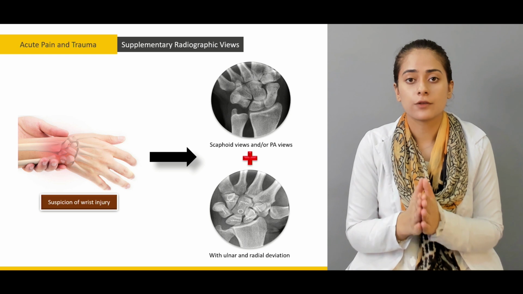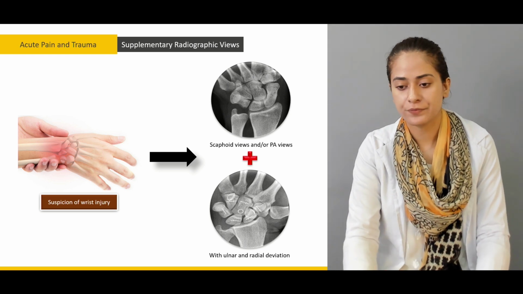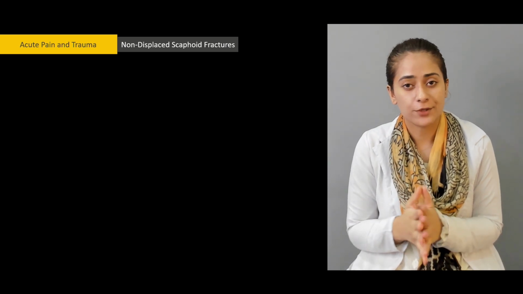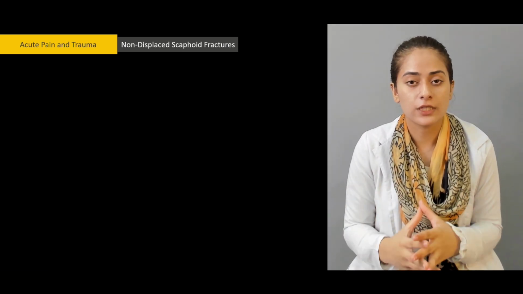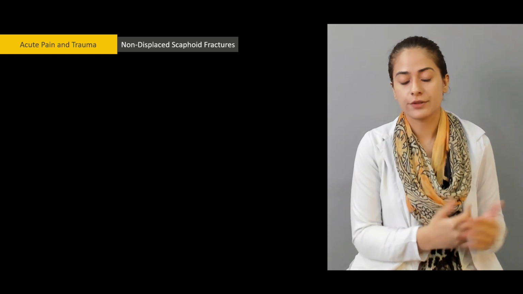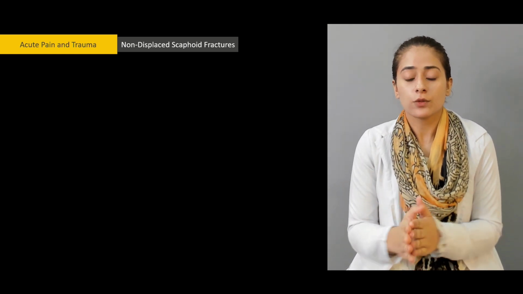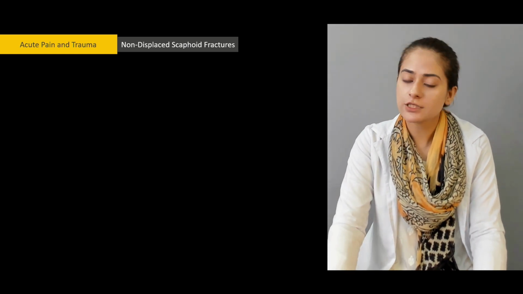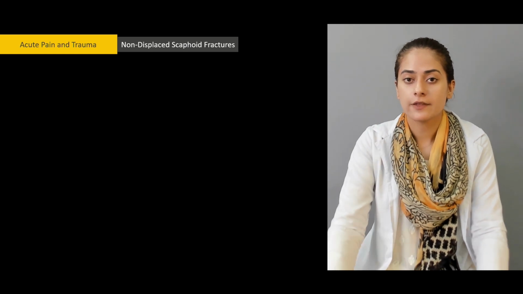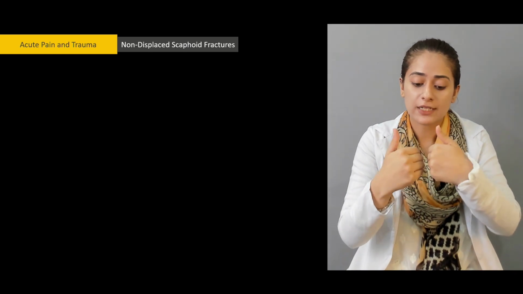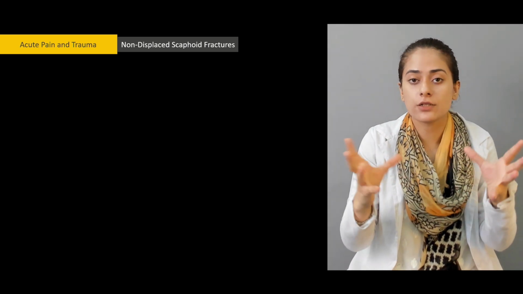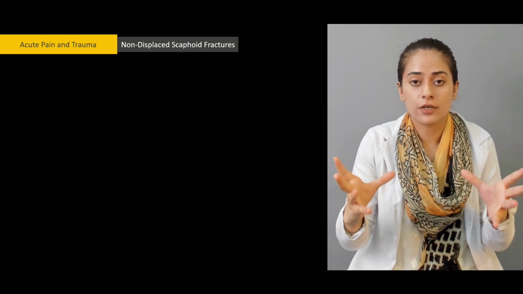Now we're going to focus on specific conditions. First of all, we're going to talk about non-displaced scaphoid fracture. The scaphoid is one of the carpal bones, as we saw on the radiographs, and we labeled it. We're going to do it again with practice. Hopefully everybody will understand. Non-displaced means that it is still in its anatomical placement. It is not outside of that placement. It is not in a fragmented form. So we'll see how that appears on the radiographs.